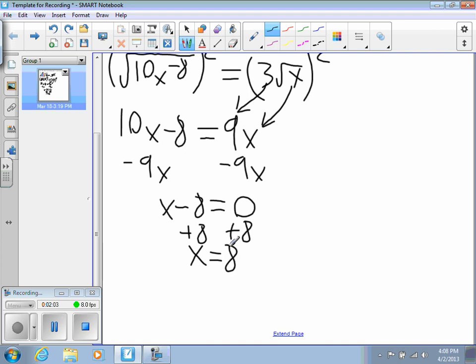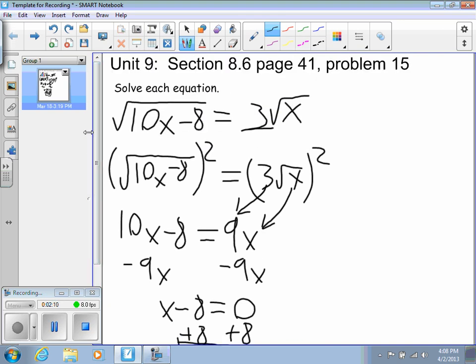Now, of course, we need to plug this back in to the original equation to make sure it works. So let's go back here. I now have the square root of 10 times 8 minus 8 equals 3 times the square root of 8. Ooh, interesting, okay.